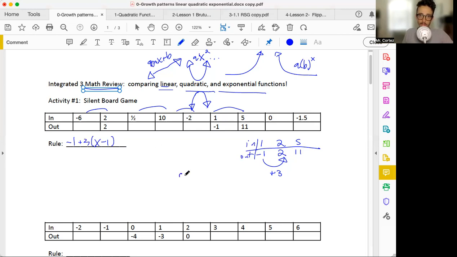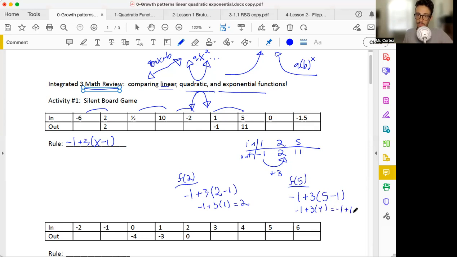We could check to see if this is going to work for 2. So let's just check f of 2. If the n was 2, you would have -1 plus 3 times 2 minus 1, which is -1 plus 3 times 1, which is just 2. So that could work. Let's try it for 5 and see if that matches. And then we should be able to decide that this is going to be in a linear fashion. So same song and dance. Instead of x, I'm putting in 5 just to test run this. -1 plus 3 times 4 is -1 plus 12, which is 11. So lo and behold, our rule is good.